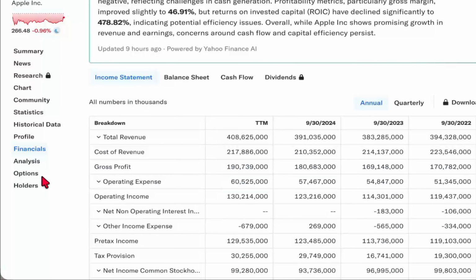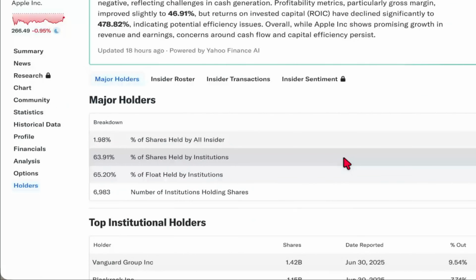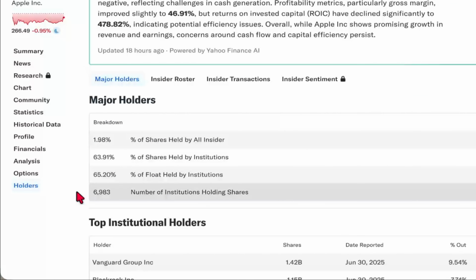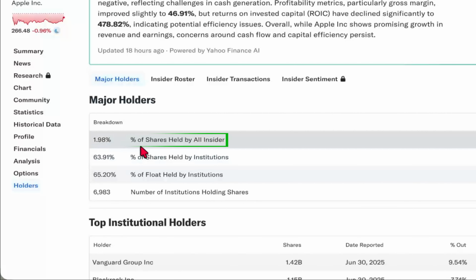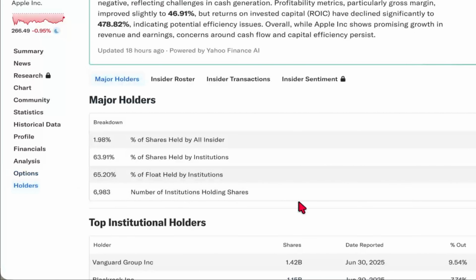All right, the other thing I always like to look at are the holders, right? Who are the companies that hold this share? I can't really vouch 100% how accurate this data is, but just to give you a sense of the information you can find on this sheet. It tells you here that 1.98% are held by insiders, while about 63.91% are held by institutional investors, right?